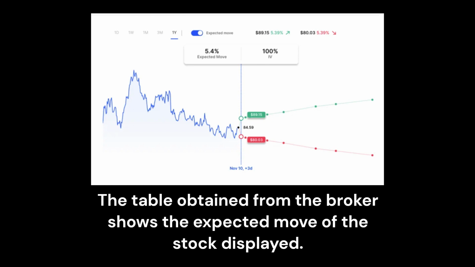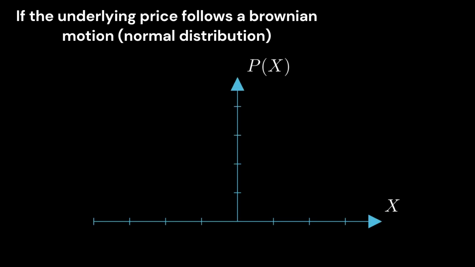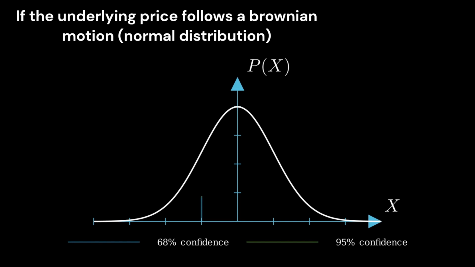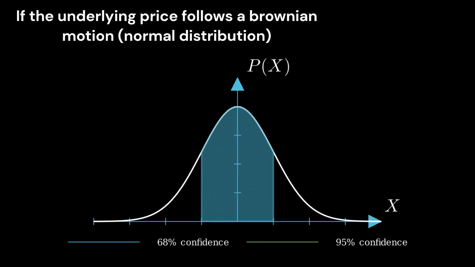This expected move makes it possible to predict, with varying degrees of certainty depending on our risk aversion, a value interval within which the price will end up at maturity if we make assumptions about the distribution law of the price. For example, considering the simplest and best-known model in which the price follows a normal distribution, we also say that the price follows a Brownian motion.